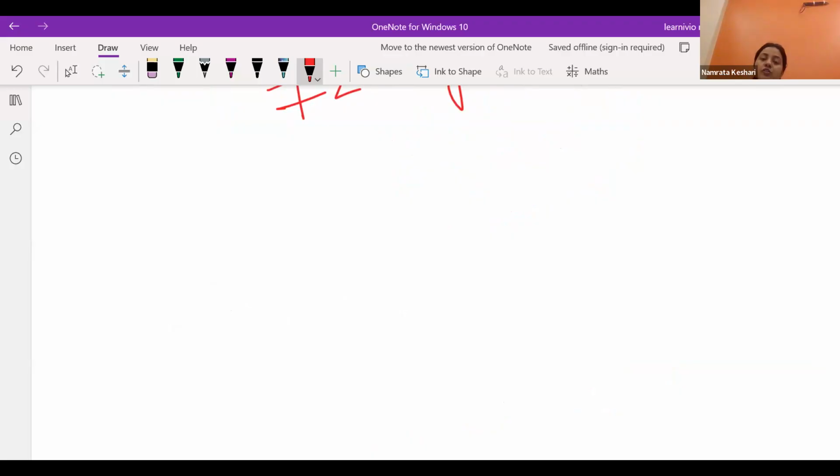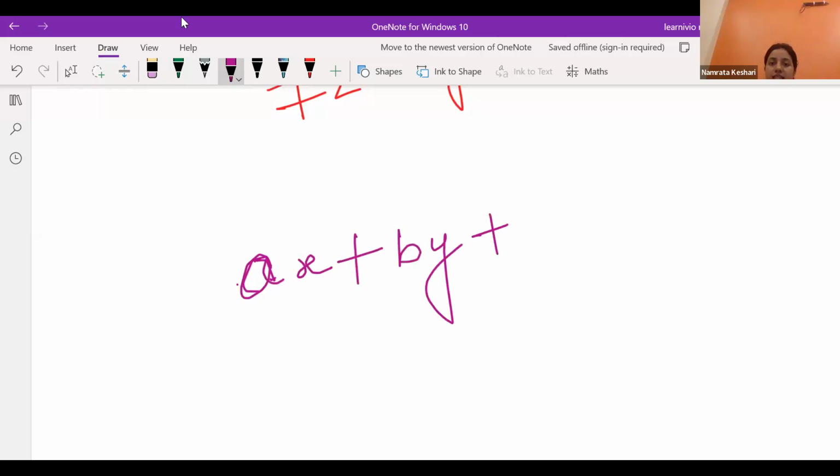Yes, ma'am. Okay, so here also we learn the basics of linear equation in two variable. And first thing first is writing it in standard form. Our linear equation in two variables standard form is ax plus by plus c is equal to 0.